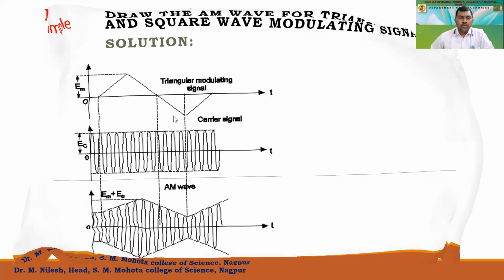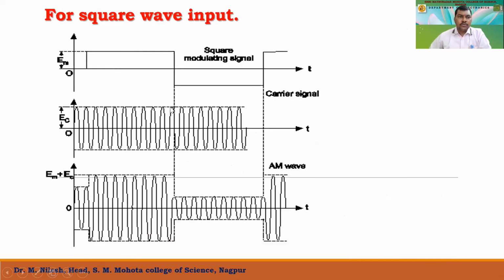So what happens if we apply a square wave as a modulating signal? We'll have these types of waveforms. Depending on the amplitude of the modulating signal, we'll have these types of output waveforms, which we call the amplitude modulated wave.